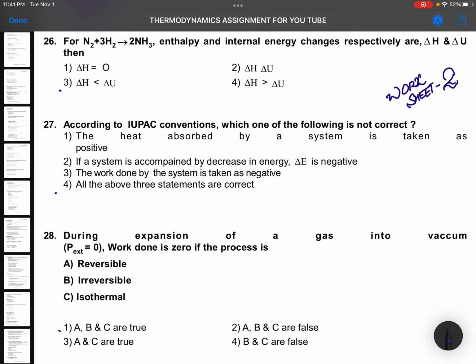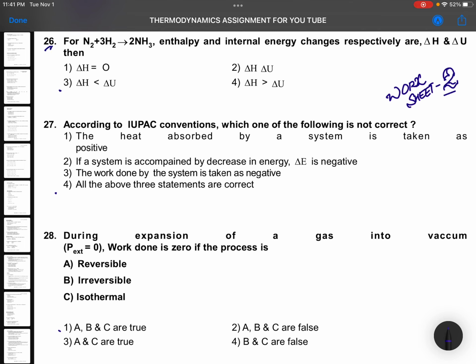Now we are in Thermodynamics worksheet 2. Conceptual questions we are solving. We are trying to understand the basic laws of thermodynamics. See question number 26. Questions 1 to 25 are in worksheet 1.